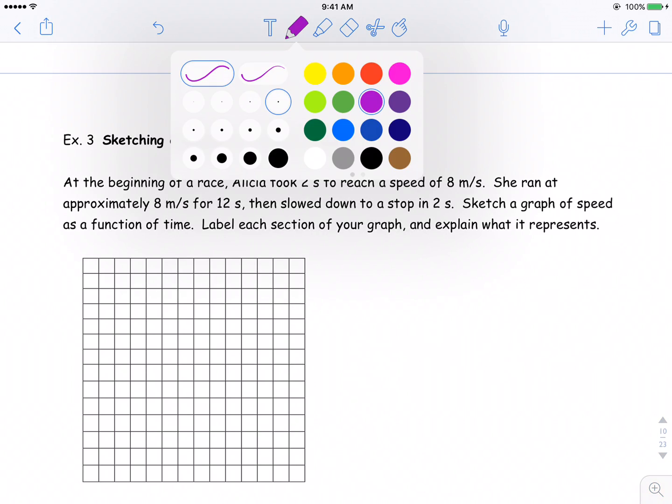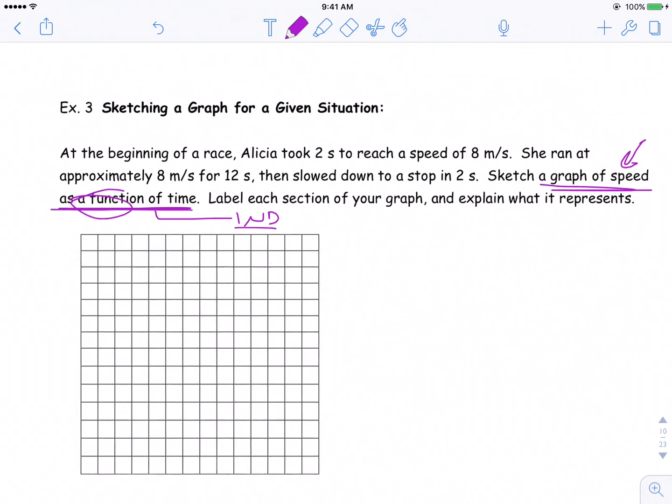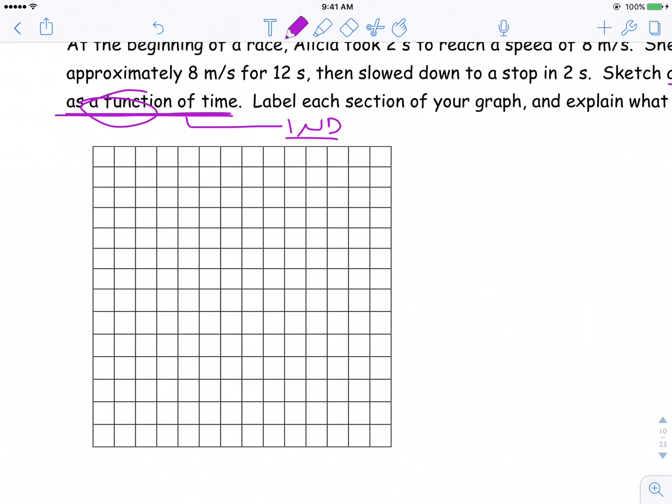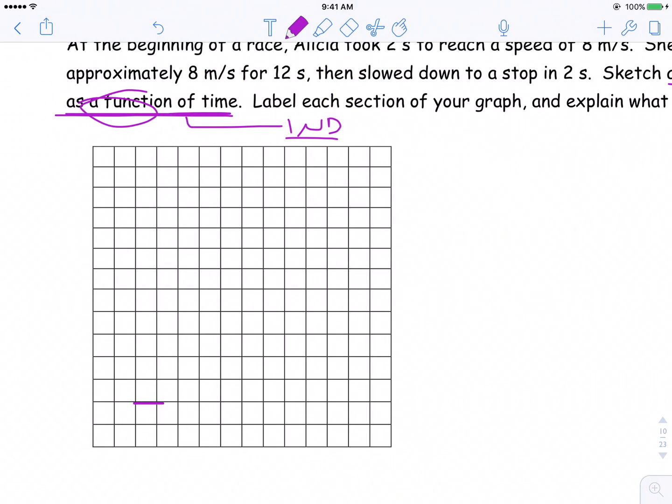So this is key, this little information piece that they've given us here: graph of speed as a function of time. That is telling us that time is the independent variable, and speed depends on time. Okay, so speed is dependent. So when we draw our graph, we have to have that independent variable on our horizontal axis.